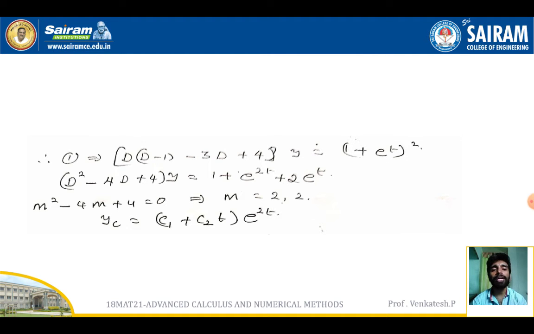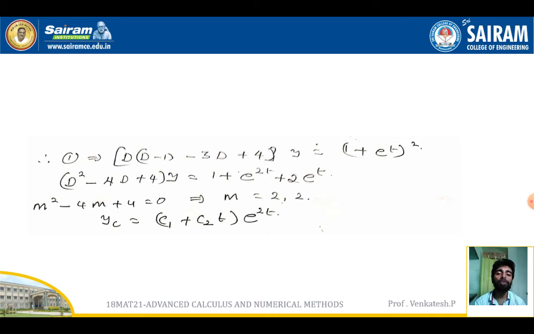Now we have to find the complementary function first. For finding the complementary function, I am going to convert the given differential equation into an auxiliary equation by replacing D is equal to m. So I will get m^2 minus 4m plus 4 is equal to 0, or I can write this as (m minus 2)^2 is equal to 0. On solving, I will get m is equal to 2, 2. Here the roots are real and equal. The complementary function will be yc is equal to (c1 plus c2 t) e^(2t).